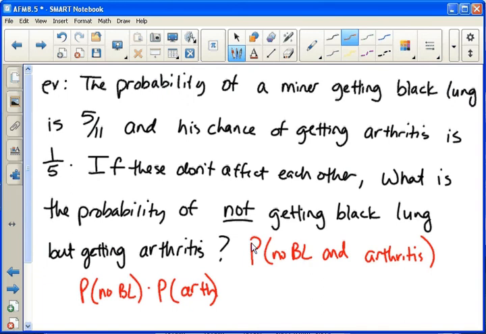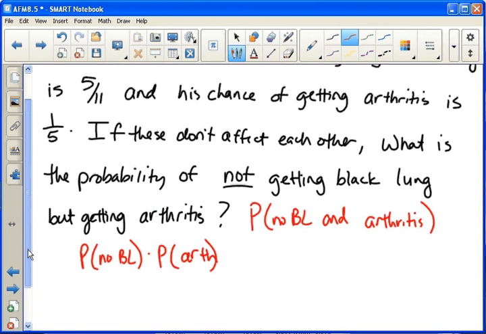And you have to think carefully here since they're asking the probability of not black lung. Well, if the probability of getting black lung is 5 chances out of 11, then how many chances out of 11 would it be to not get black lung? It would have to add up to 11, so 5 plus 6 equals 11. So if the probability of getting black lung is 5 out of 11, the probability of not getting black lung is 6 out of 11.